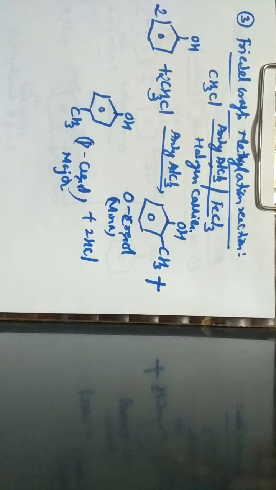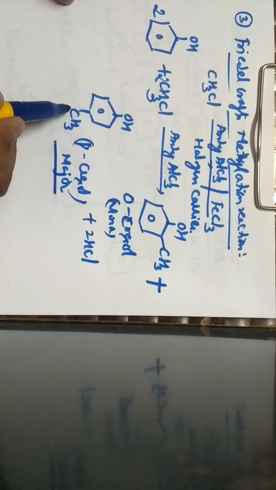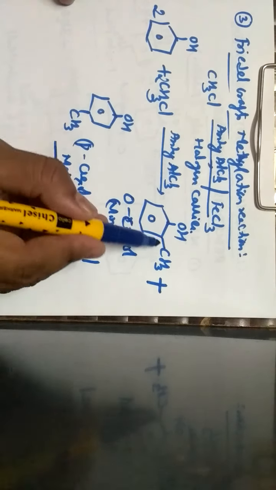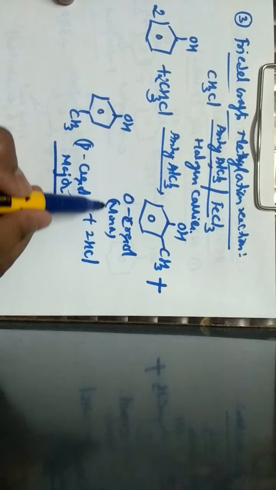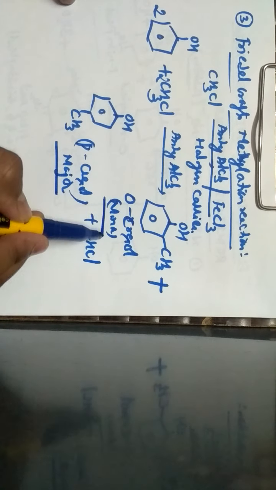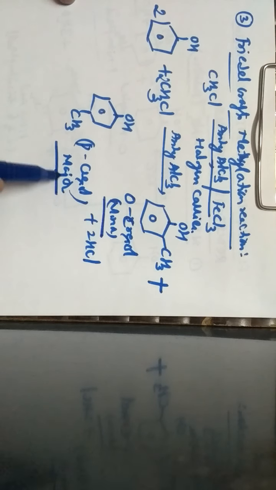So always remember, when you write a chemical reaction, when two different ortho and para substituted products are obtained, the para substituted products will always be major, because the steric factor or the repulsion between the two opposite groups will be minimal, whereas in the ortho case the steric factor will be maximum due to the closeness of the groups. Hence ortho substituted products will be the minor products and the para substituted products will be the major products. So this is the third reaction, which is called the Friedel-Crafts methylation reaction.